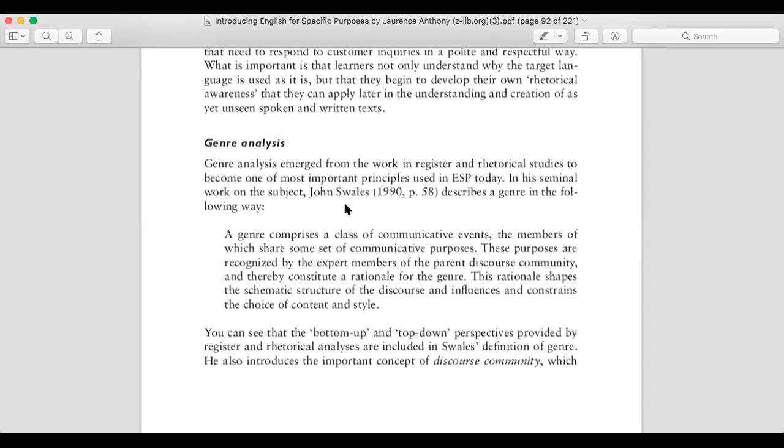So genre is a communicative event, or a set of communicative events, or a class of communicative events, and what is common in all these communicative events is a set of communicative purposes, right? These purposes are identified by the discourse community. So if it's a patient-doctor discourse or a bargaining discourse, the members of that discourse community who would understand it would agree to these.